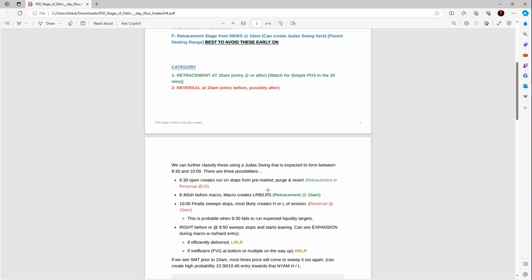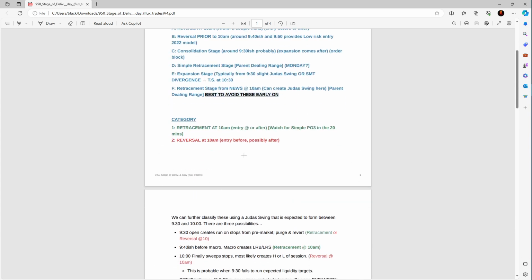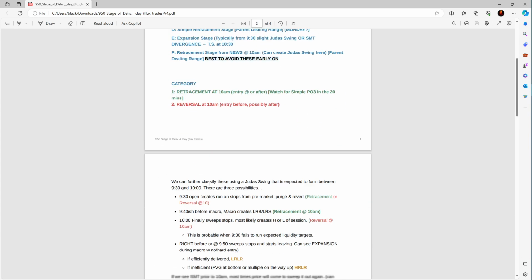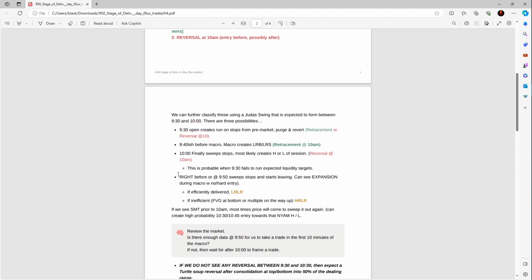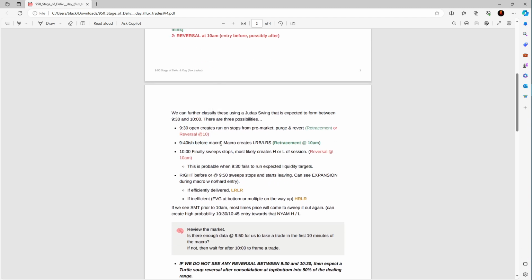Okay, and then based off this, obviously you go into here. It's kind of flipped backwards. I probably will rearrange the order, but it is what it is right now. If you have a 9:40 Judas swing before the macro, where we run stops around 9:40-ish, and then the macro creates a low risk buy or low risk sell opportunity, that's when you get a retracement at 10 a.m.